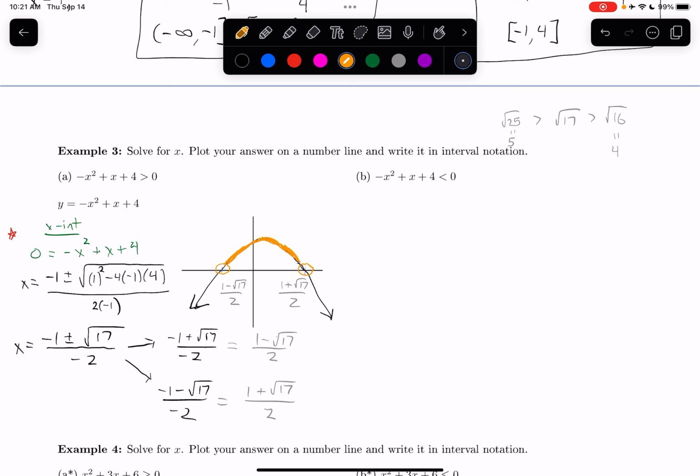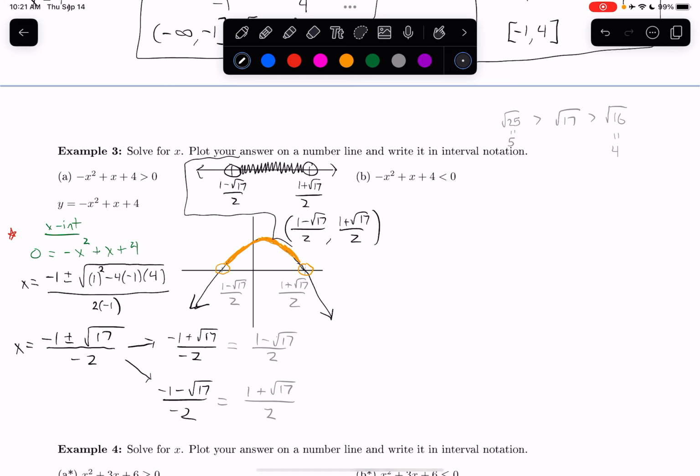Okay, so the problem says plot that on a number line, and then interval notation. I'm running out of room here, so I'll put it at the top. So I'll have 1 minus root 17 over 2, and then 1 plus root 17 over 2. Both of those are open, and then we're shading the stuff in between. So interval notation now, we get 1 minus root 17 over 2 with the parenthesis, it's not included, comma, 1 plus root 17 over 2, again parenthesis. Okay, there's my answer on a number line and in interval notation.